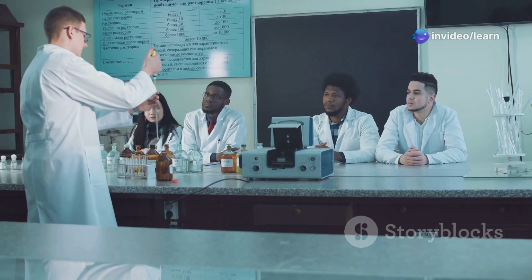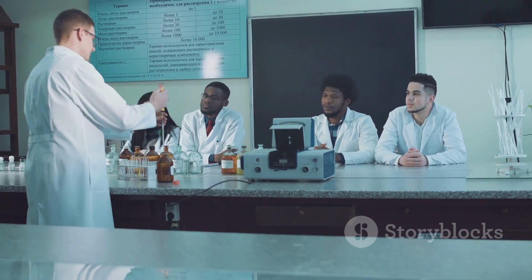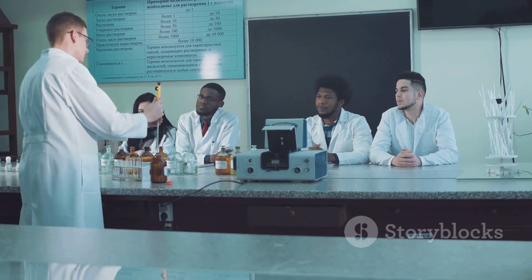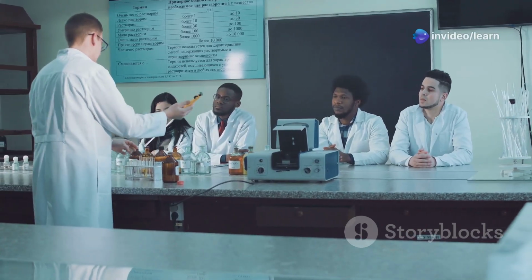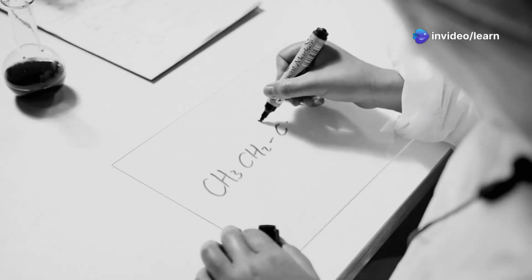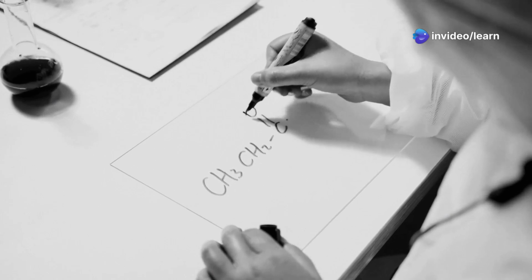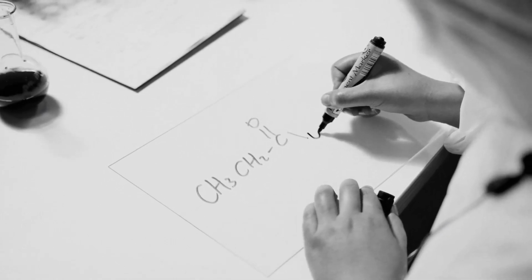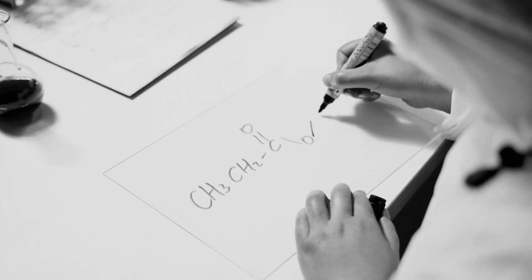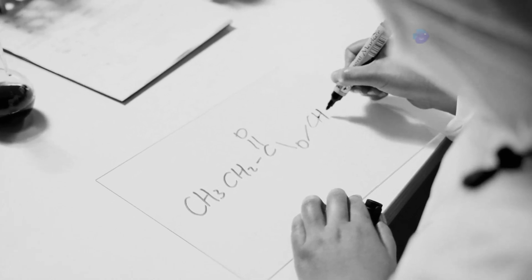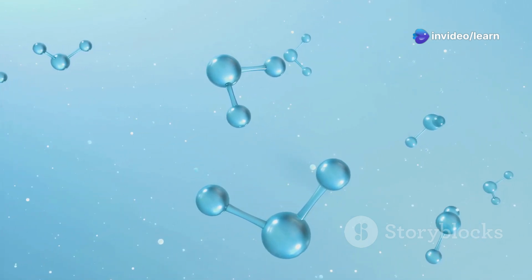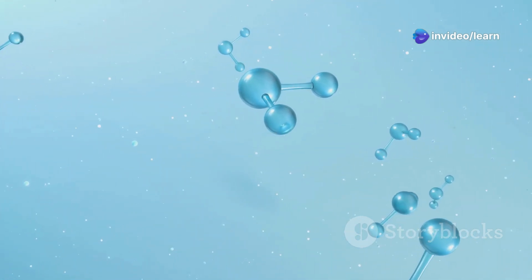A simple example is the reaction between hydrogen and oxygen to form water. This reaction is fundamental to life as we know it, and it also serves as a great illustration of how chemical equations work. The chemical equation for this reaction is 2H2 plus O2 yields 2H2O. This equation tells us that 2 molecules of hydrogen gas react with 1 molecule of oxygen gas to produce 2 molecules of water.